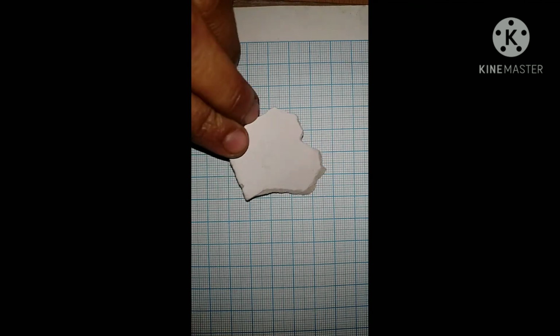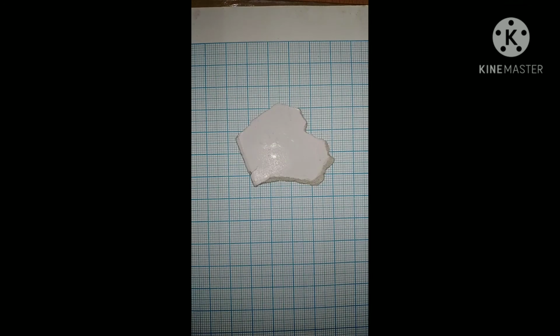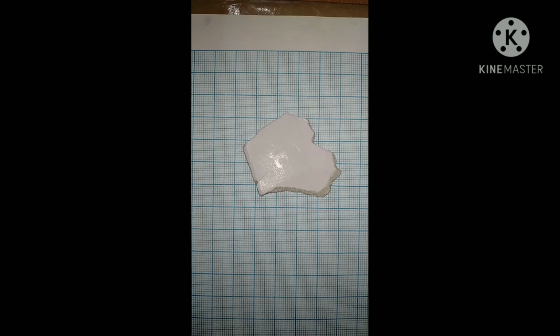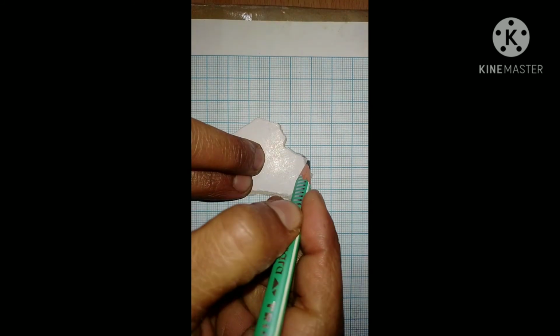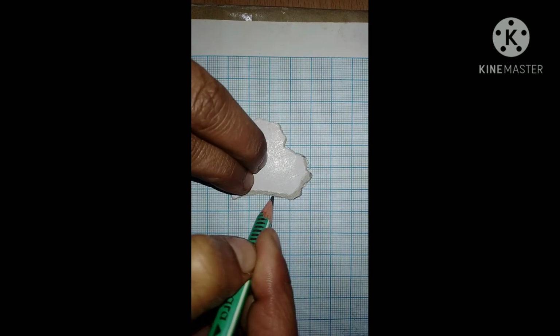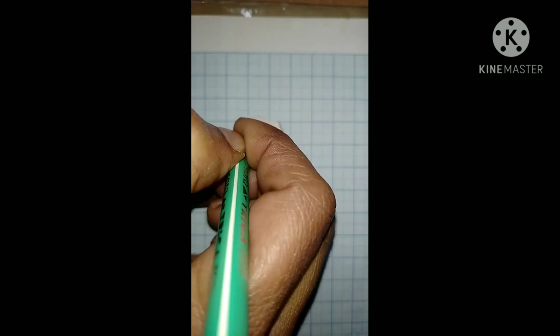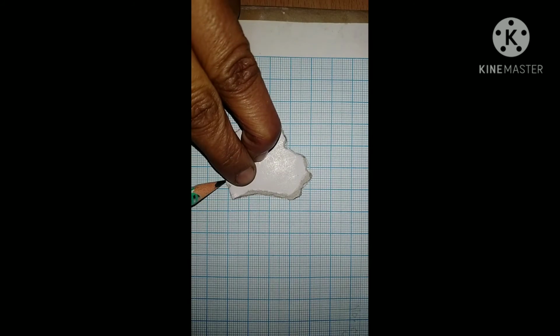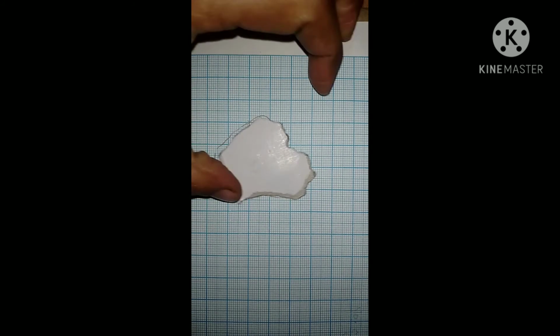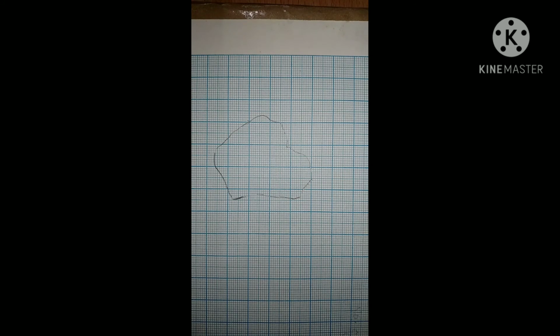Now the second step is to find the area. First of all, put your irregular lamina on the graph paper and draw its boundaries. Remove the irregular lamina.